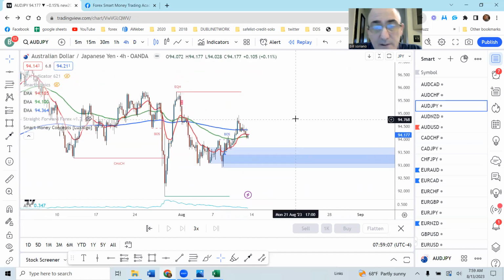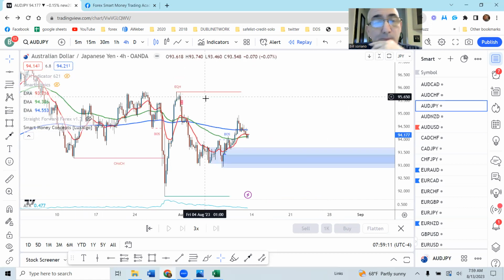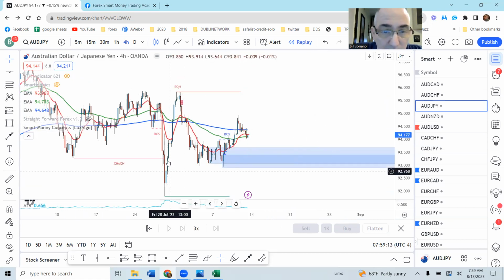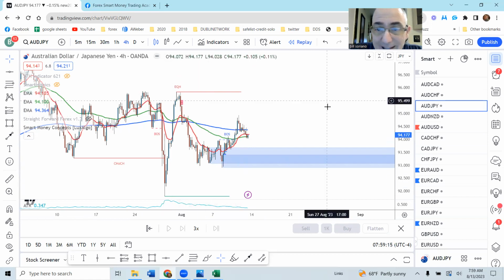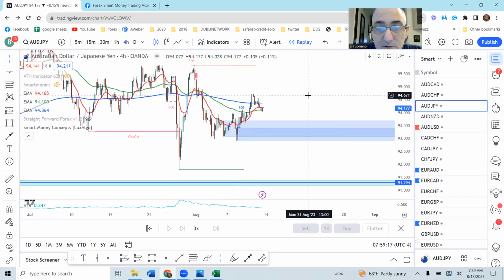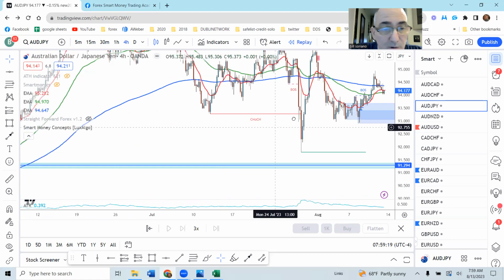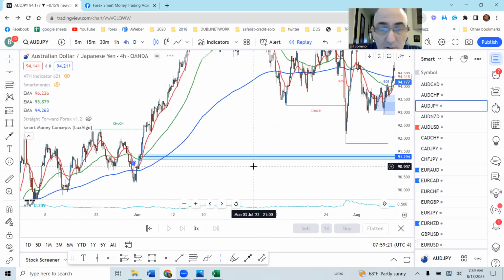And I don't think we have any order blocks marked up for this one. This order block here has already been mitigated. Price has already bounced off of it. So we have an order block marked up down here, much lower.